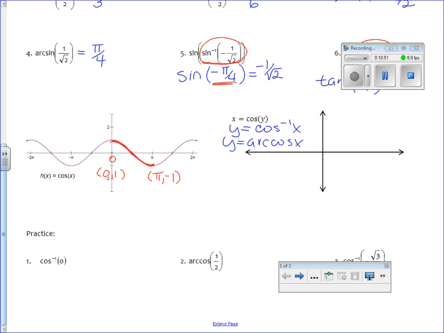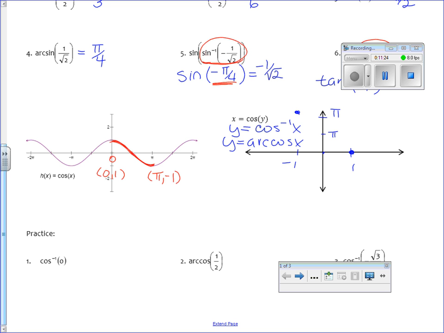All right, so let's label the x-axis. The x-axis will no longer have angles on it. It has values on it, just like sine does. The y-axis no longer has values on it. It has angles on it. So instead of plotting the point 0, 1, we're going to plot the point 1, 0. That's over here. Instead of plotting the point pi, negative 1, we're going to plot the point negative 1, pi, and that's up here.